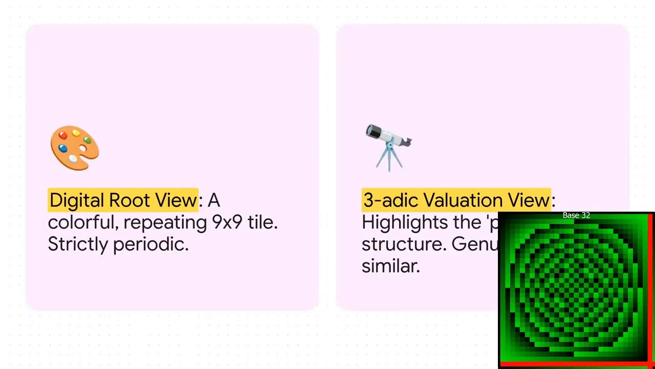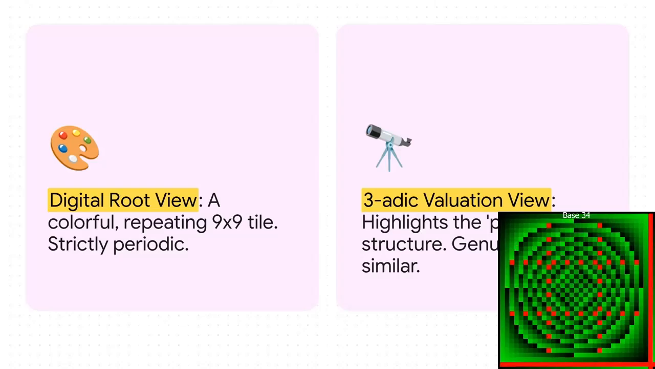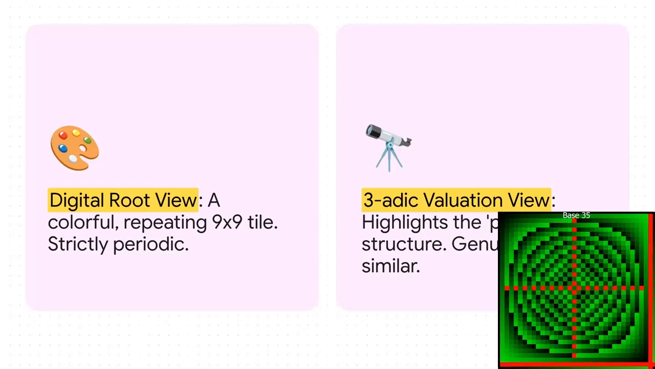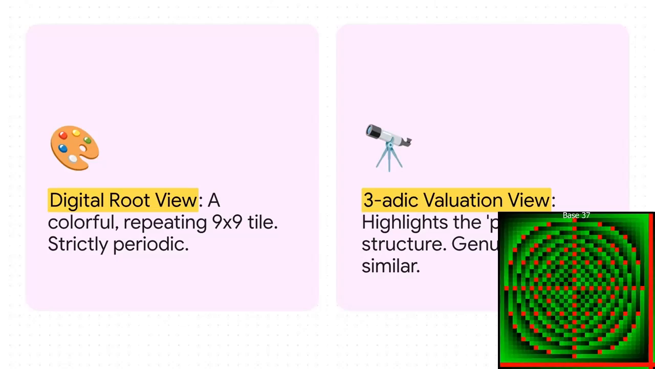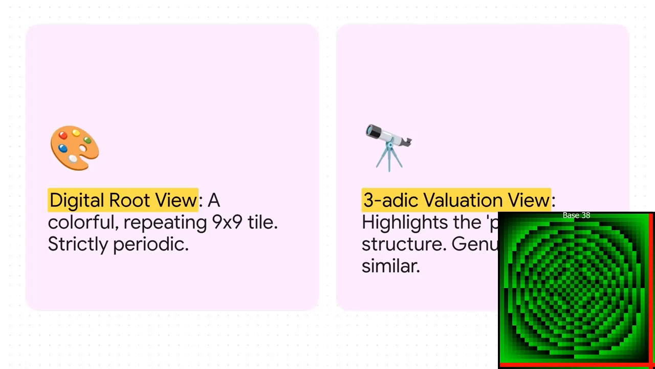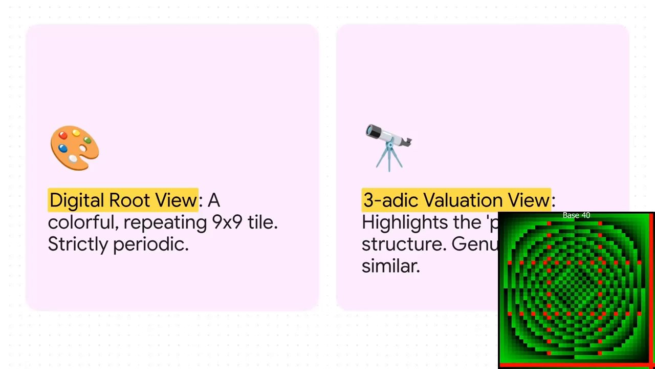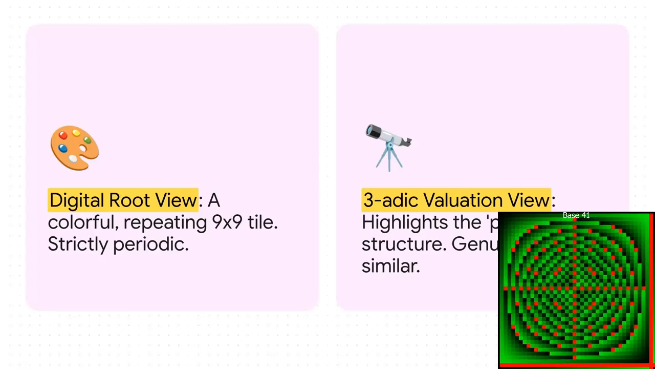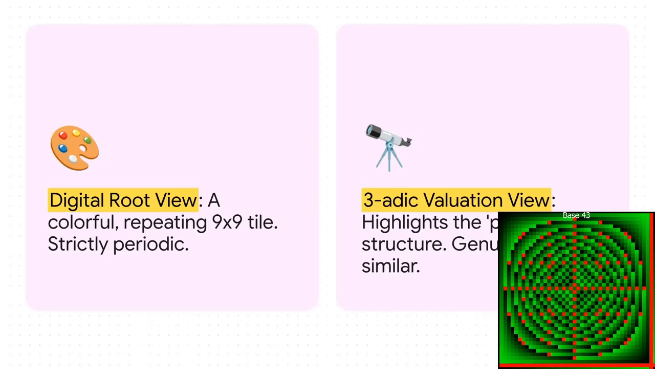But we can go even deeper. What if instead of coloring by the final digit, we color based on how many times a number can be divided by 3? This view has a fancy name, a 3-adic valuation, and it shows us something amazing. The pattern is no longer just repeating, it's self-similar. You see the same structures nested inside each other, getting smaller and smaller at every scale. This is what makes it a true, honest-to-goodness fractal.